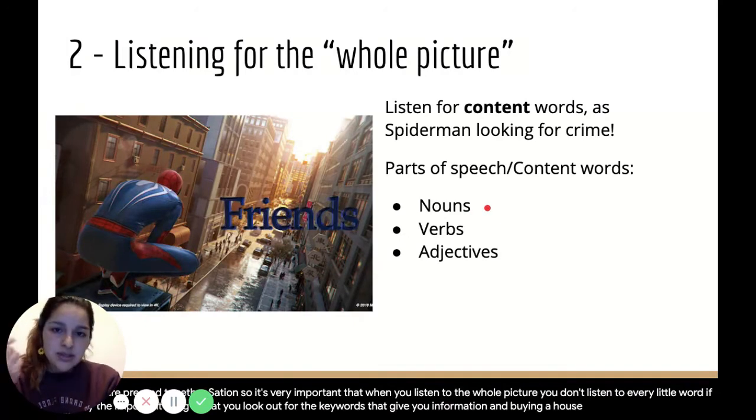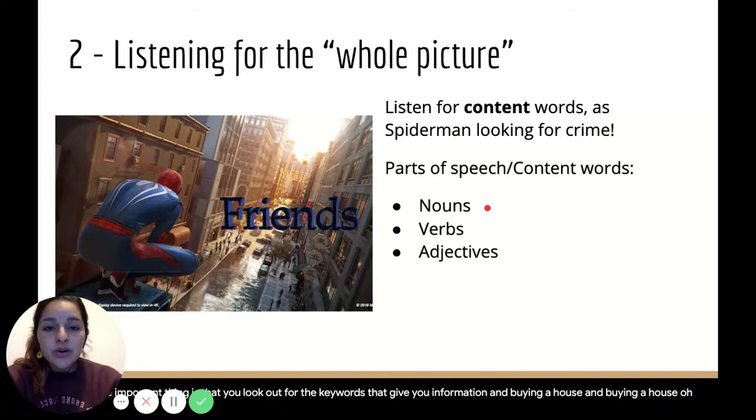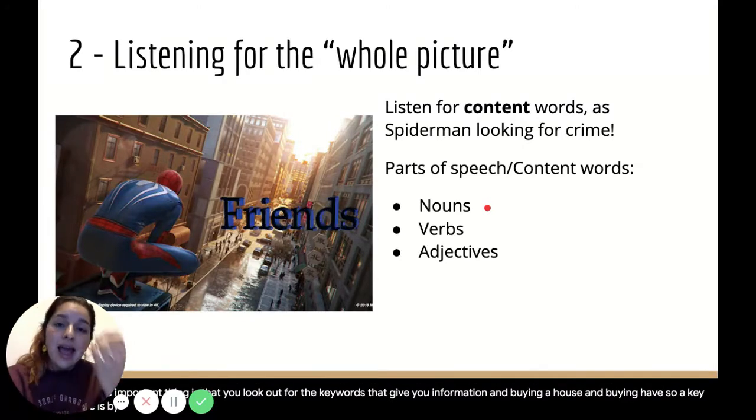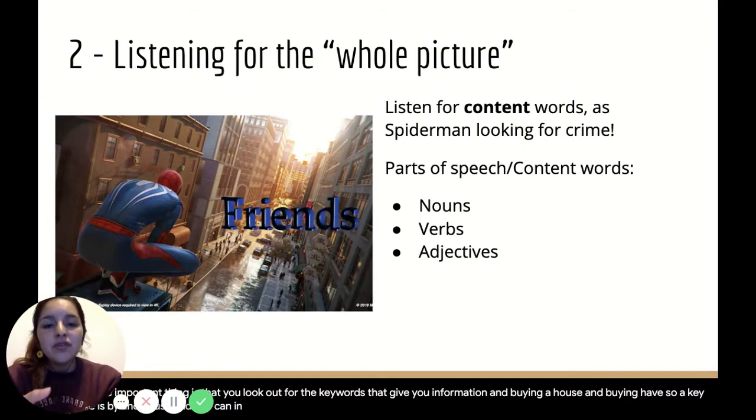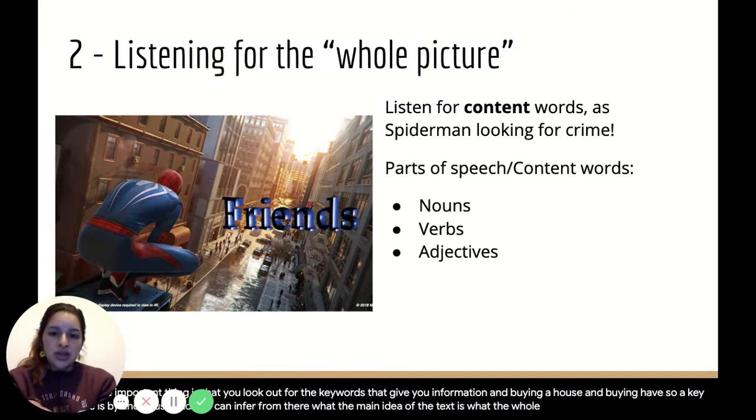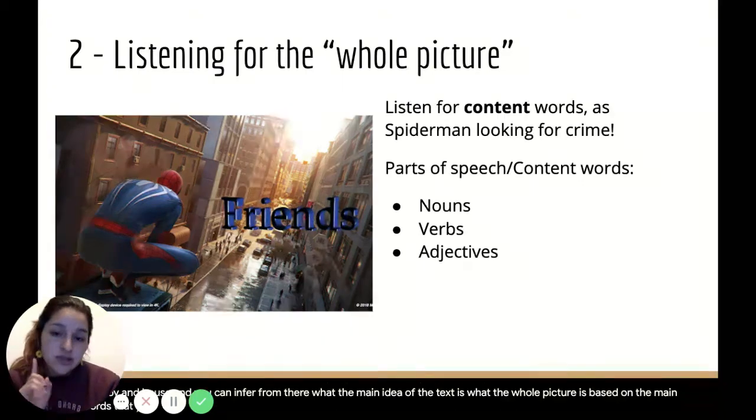I'm buying a house. I'm buying a house. So the keywords there are buy and house. And you can infer from there what the main idea of the text is, what the whole picture is, based on the main content words that you can understand.